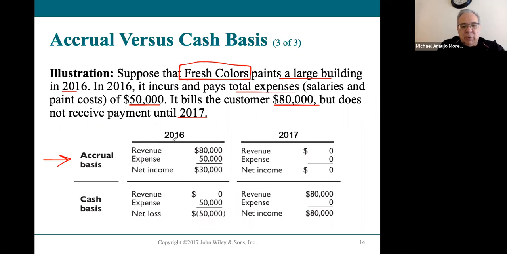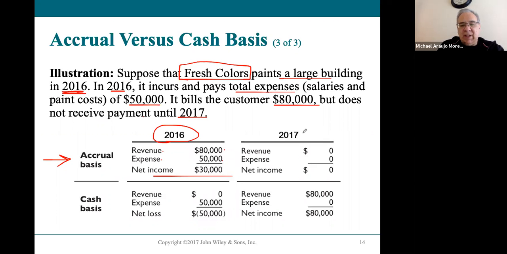all of this happened in 2016 because they painted the large building in 2016. So the work was done in 2016. And so when the work is done, we recognize revenue. And of course, in 2016 is when they paid all these expenses. And so we recognize the expenses and match them with the revenue. So for the accrual basis, everything happened in 2016, and this was a $30,000 profit for this particular business.